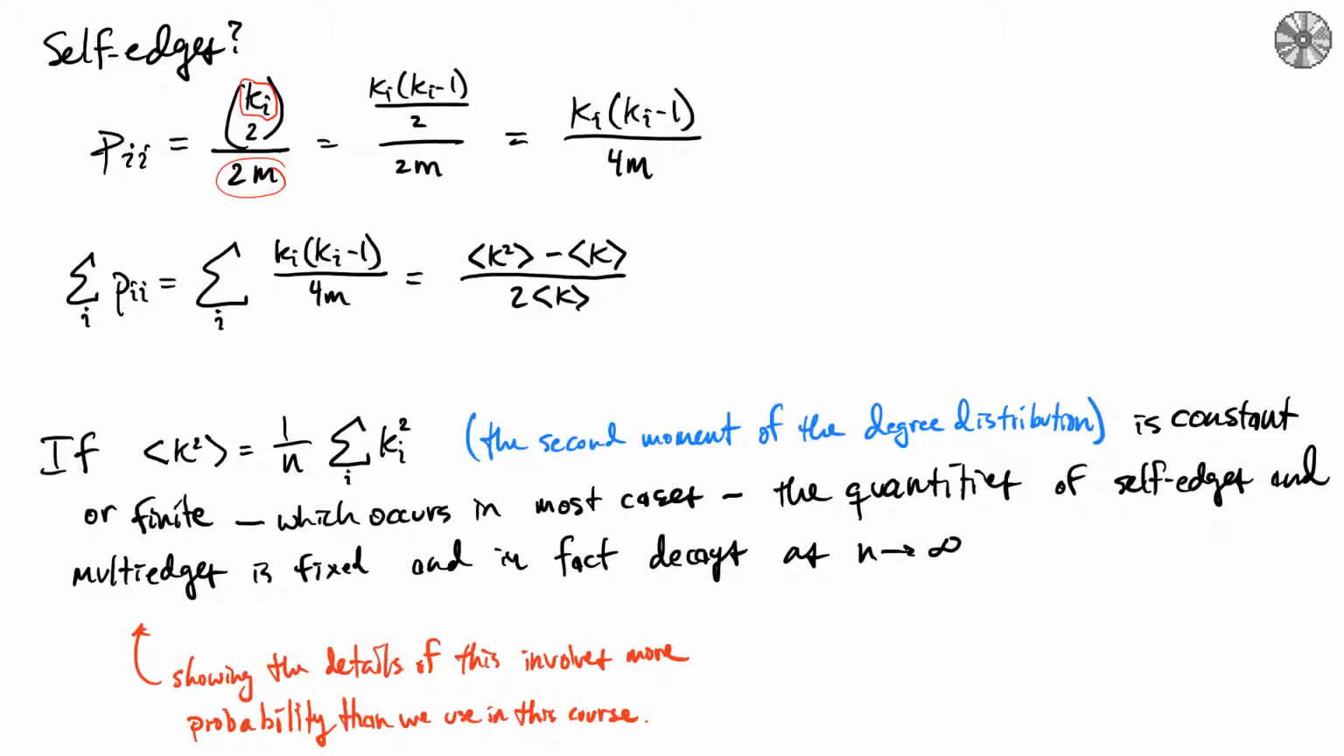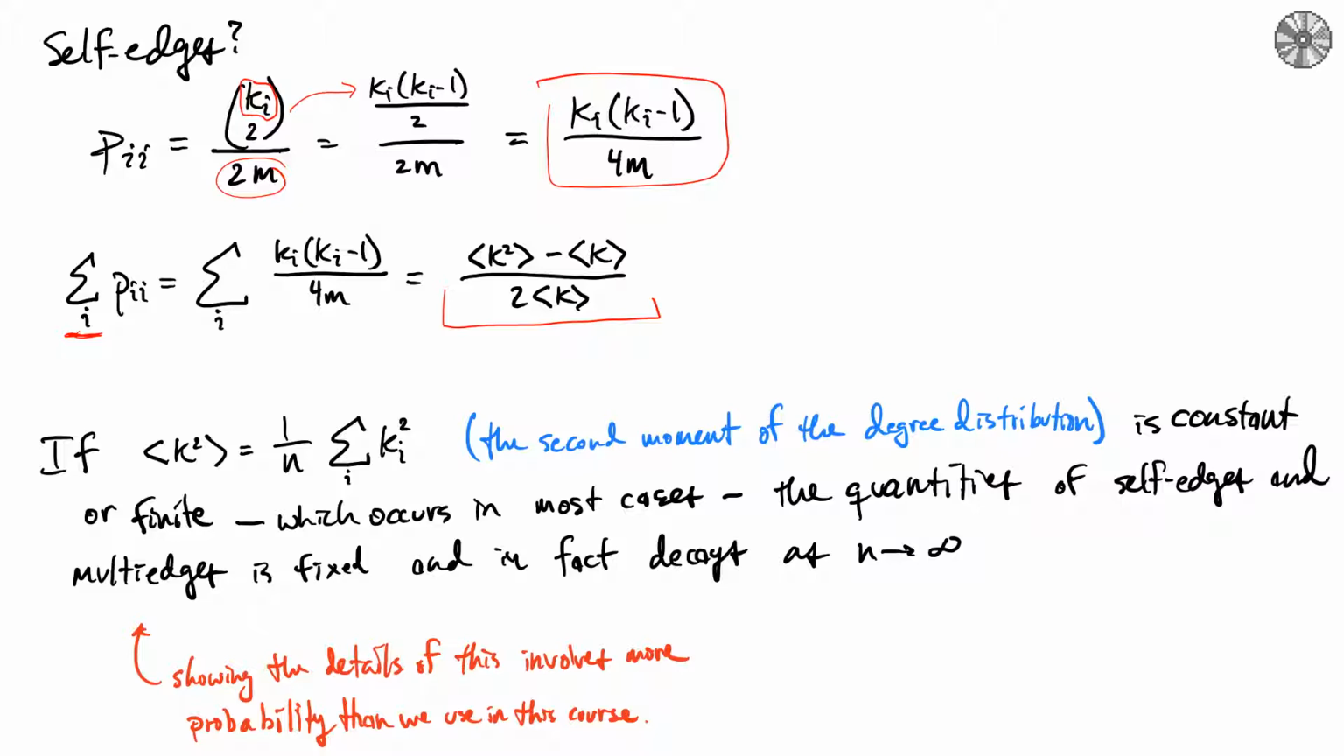And so we just rewrite what ki choose 2 is and simplify that down to this expression. And now we're going to sum that up over all possible nodes i. And so that's what we're doing here. And again, we're going to reuse the definitions from before for the second moment and the average degree to see that the prevalence of self-edges is represented by this quantity.